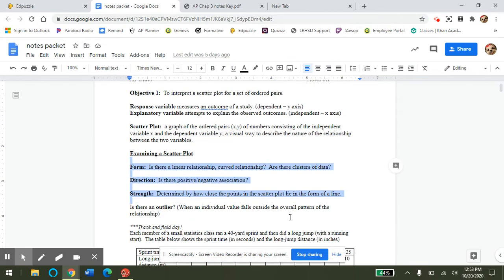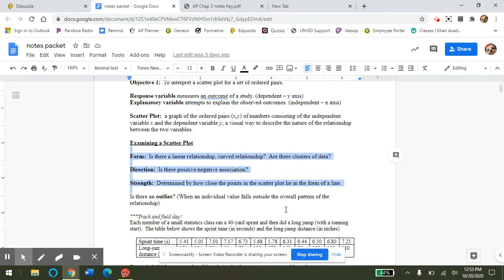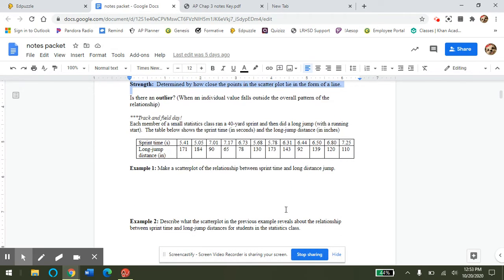And then you also need to look at, do you have outliers? Does a data value fall outside the overall pattern of the data? So let's say that I took a small class and I made everyone run a 40-yard sprint and then do a long jump. I didn't calculate, but I wrote down the sprint times and the jumps.